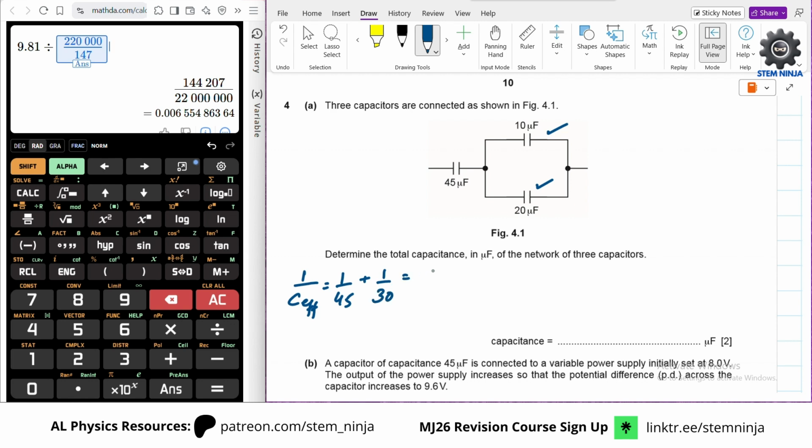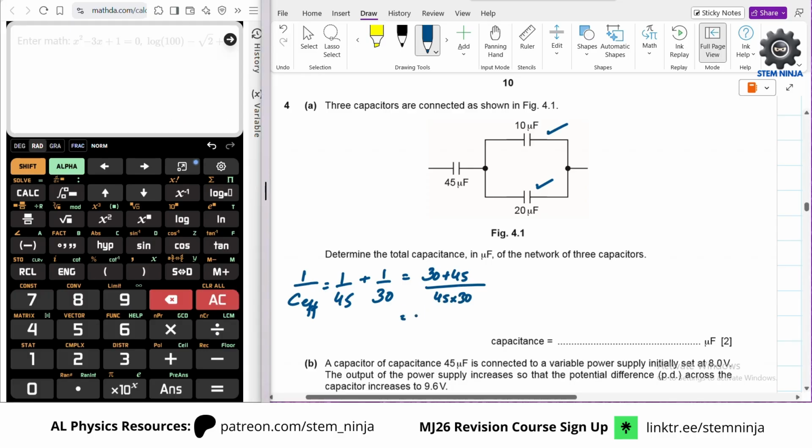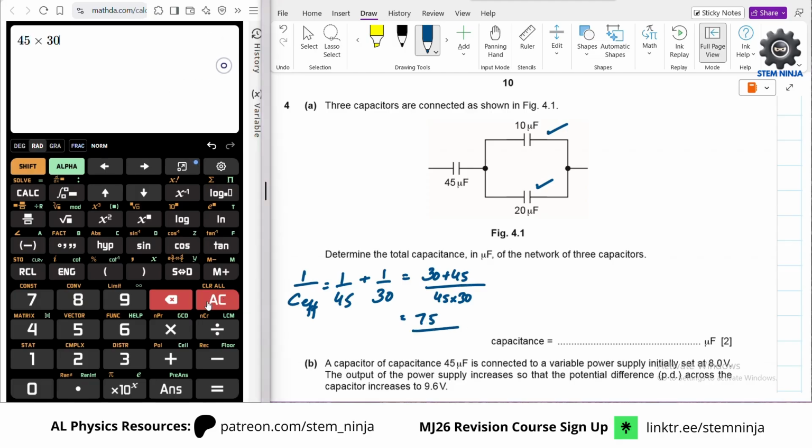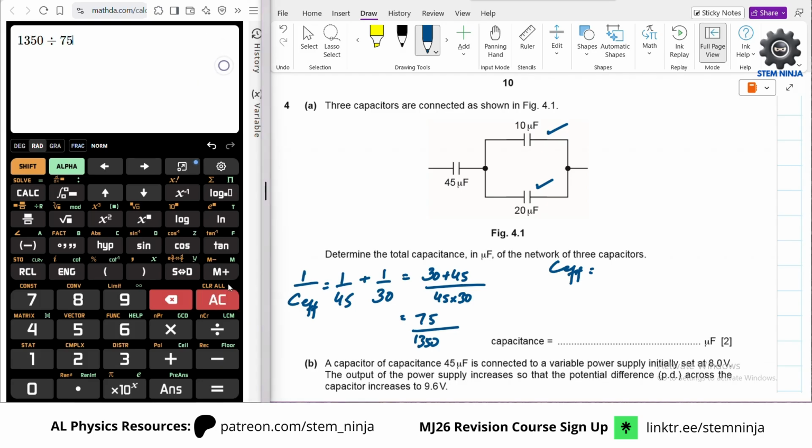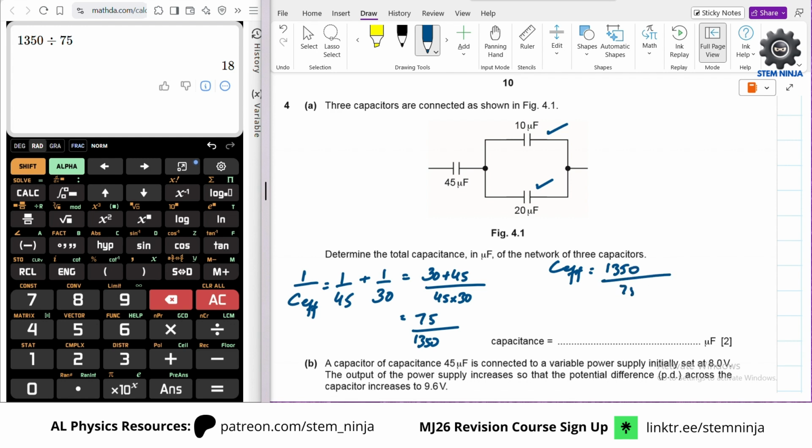So this becomes, you can say, 30 plus 45 over 45 times by 30. So you have 75 divided by 45 times by 30, that is 1350. So therefore the C effective would be 1350 divided by 75. So that is 18 microfarad.